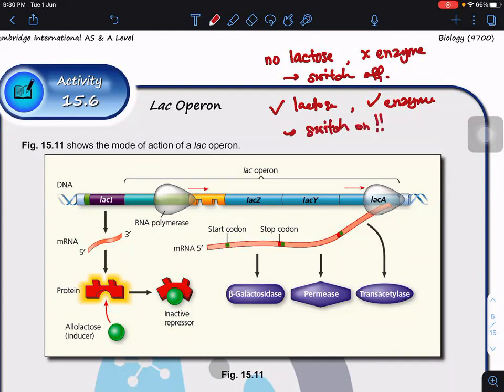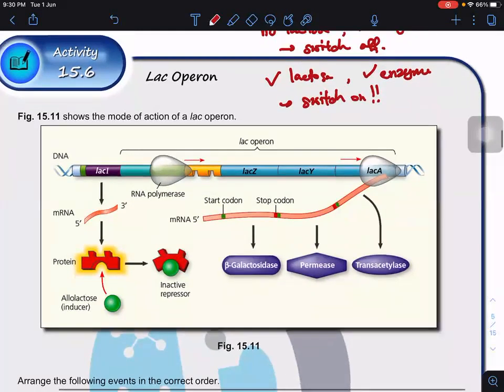So how do we switch on? Very simple. Now look at this. We have the lactose, allolactose or lactose. When this lactose binds to the repressor protein, it changes the shape of the repressor protein. So with this shape, you can see that it can no longer bind to the operator. When it cannot bind the operator, RNA polymerase can bind to the promoter. Therefore, transcription takes place, allowing us to have three enzymes here: beta-galactosidase, permease, and transacetylase.